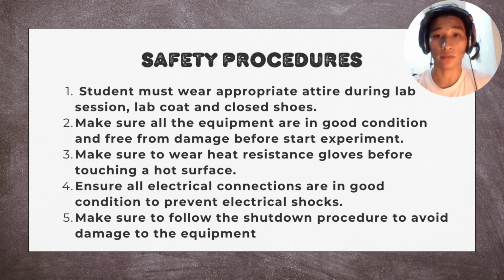Next, safety procedure. First, students must wear appropriate attire during the lab session, like a lab coat and closed shoes. Second, make sure all the equipment is in good condition before starting the experiment, and wear heat-resistant gloves before touching a hot surface. Ensure all electrical connections are in good condition to prevent electrical shock. And lastly, make sure to follow the shutdown procedure to avoid damage to the equipment.